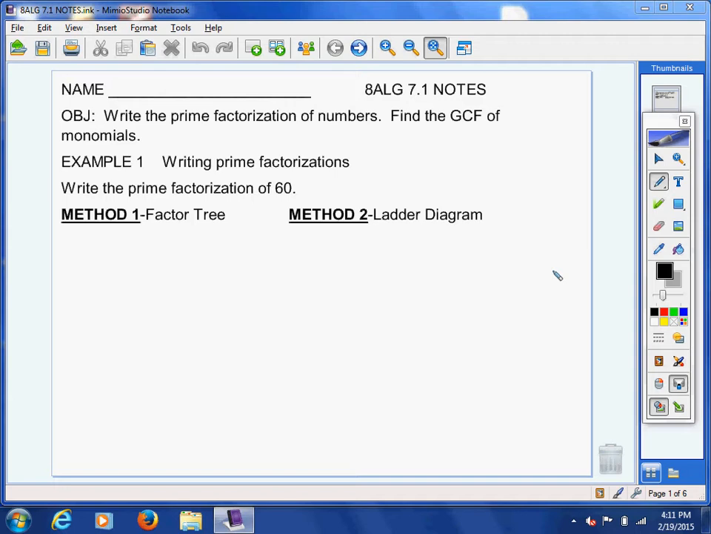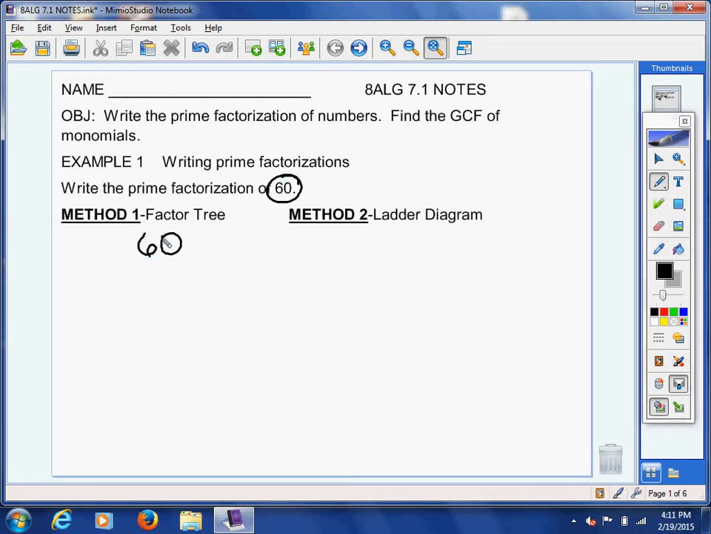So the first thing we're going to do is we're going to take the number 60 and we are going to find its prime factors. Remember, a prime number has exactly and only two factors, 1 and itself. We want to get to those prime factors where it's a prime number, not a composite number, which has more than two factors. Okay, so first, this is where we're going to start with the factor tree.